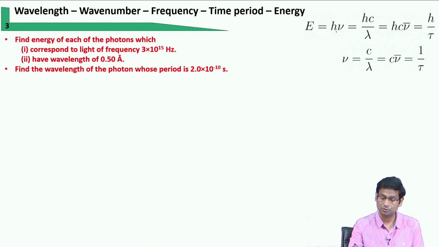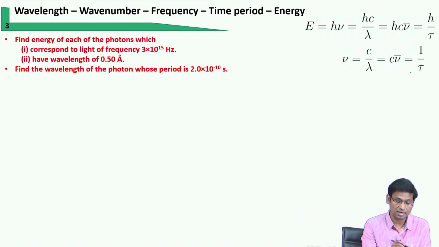If we have radiation with frequency nu, then the energy associated with that radiation is E equals h nu, where h is Planck's constant, which is a universal constant. Nu, the frequency, can also be expressed in terms of the wavelength as c by lambda, where c is the speed of light. It can also be expressed in terms of wave number, nu bar, as c into nu bar, where nu bar is simply 1 over lambda. It can also be expressed in terms of the period of this wave.